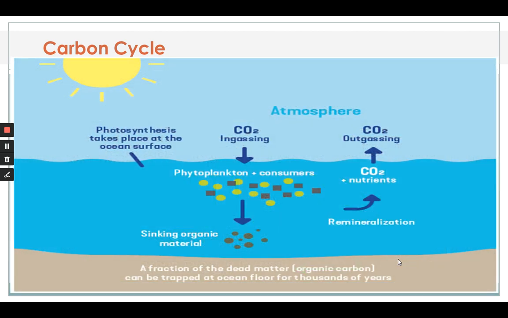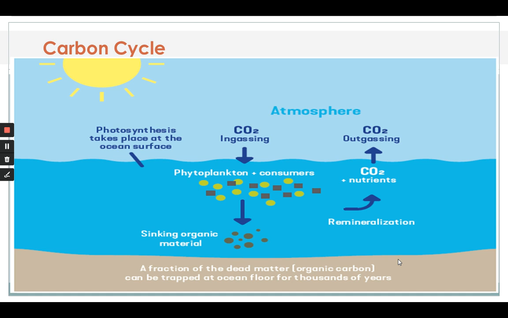You also have the carbon cycle going on in the ocean. The ocean is one of the biggest ways that carbon is cycled through the environment. Carbon dioxide is cycled through the ocean through a variety of physical and biological processes. One way is that CO2 diffuses into the water surface from the atmosphere.